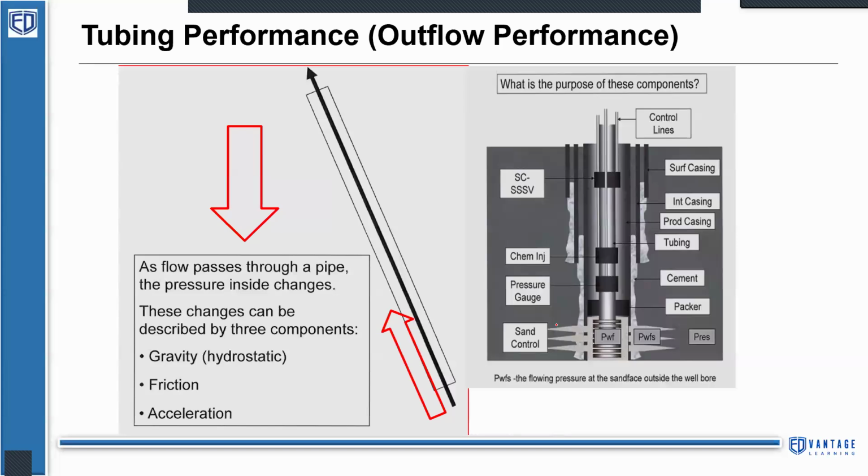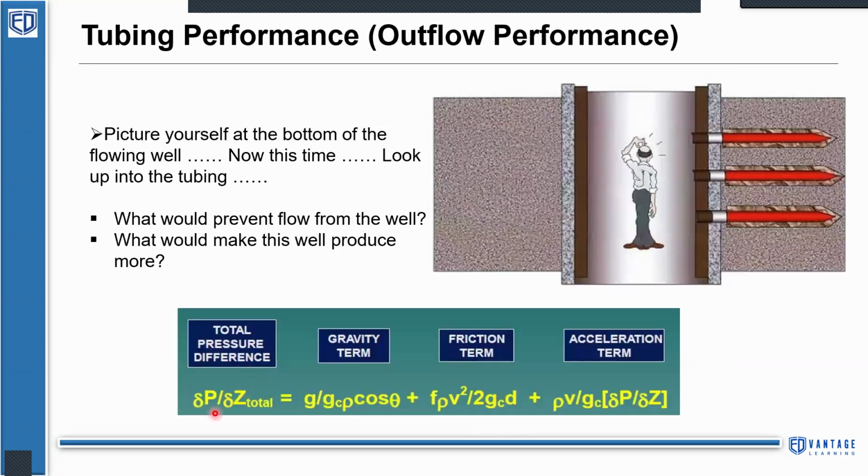So this is the well completion as an example. So as the flow passes through the pipe, the pressure inside changes. These changes can be described by three components. One is gravity force, friction force, and acceleration effects. So gravity is due to hydrostatic forces. I think we have an explanation. Yeah. The total pressure difference will be gravity term, friction term, and the acceleration term, the inertial term.